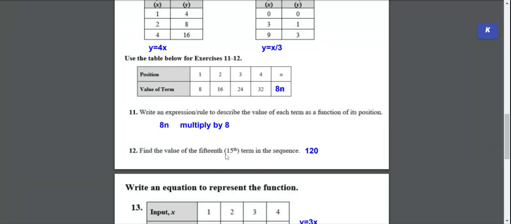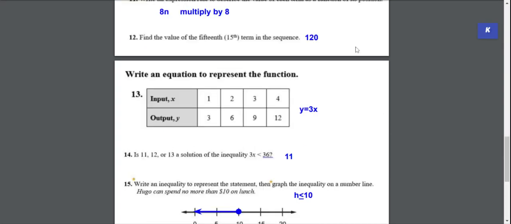If I can simply do 15 times 8, so much faster than having to do 5, 6, 7, 8, 9, all the way up to 15. Okay, that's the reason that we do these rules. We find these patterns. So 15 times 8 is 120. If I was to fill in the chart, I would have 15 on the top and 120 on the bottom.